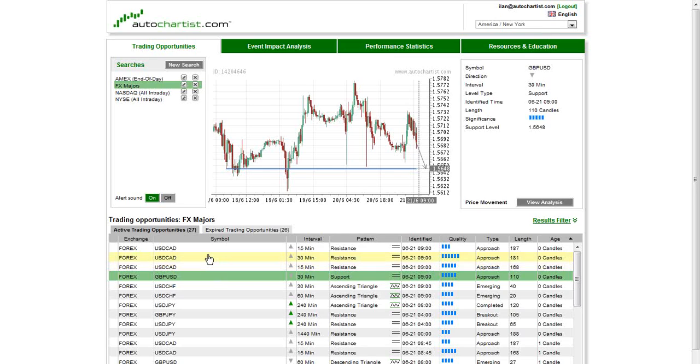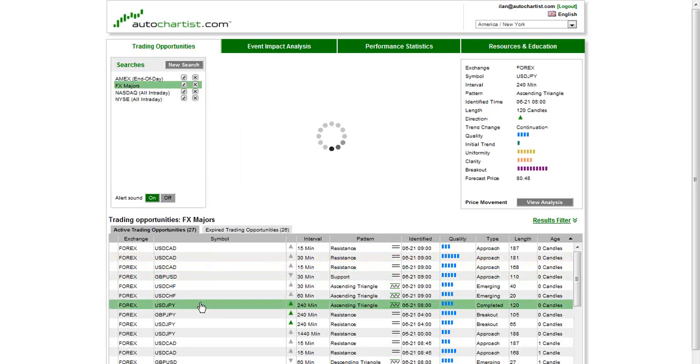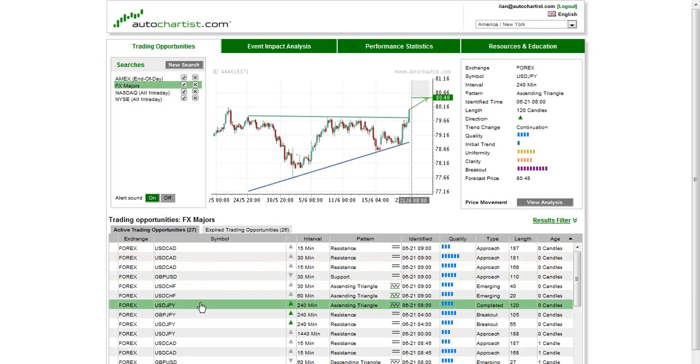The first opportunity I want to show you is the same one we were looking at a moment ago, which is US dollar, Japanese yen. And I want to explain some of the columns that we see in the opportunities section. So the first is the exchange. Obviously, this is self-explanatory. We identified this opportunity on the Forex market. The next is the symbol. Again, self-explanatory. This is US dollar against Japanese yen.